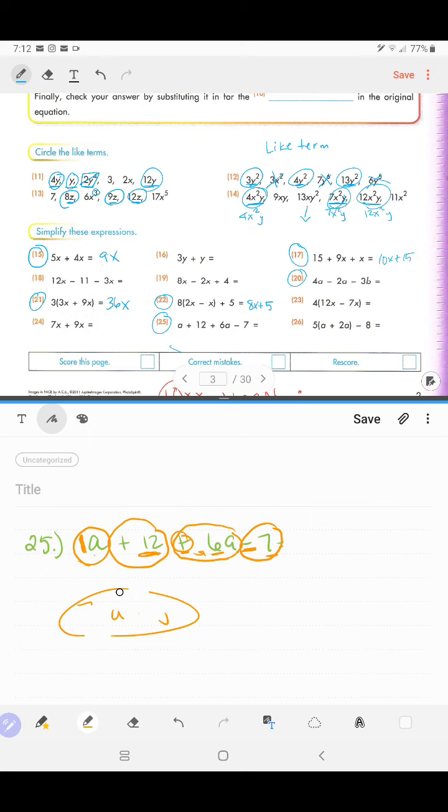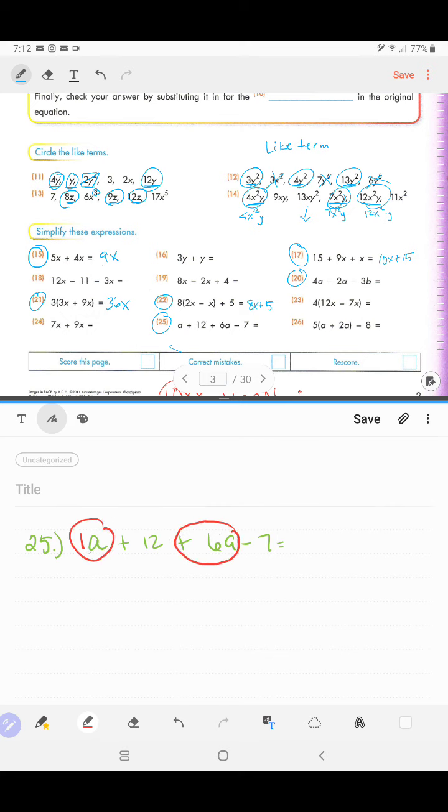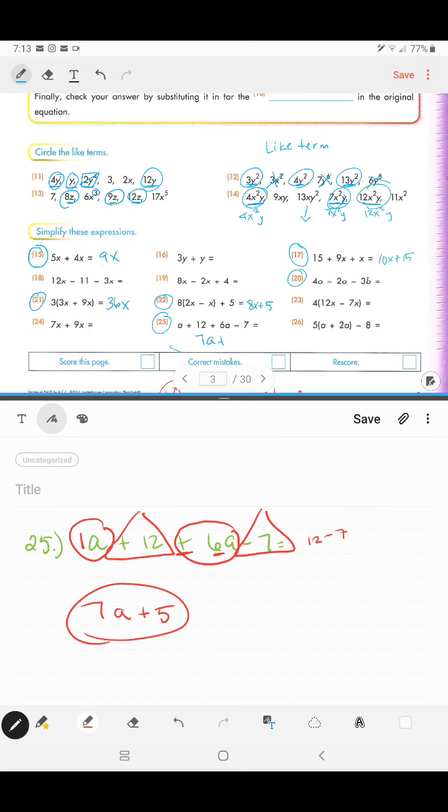Okay, I'll do that one again. So we've got invisible 1 and 6A, 1A and 6A. 1 plus 6 is 7A, and then you've got 12 and negative 7. So 12 minus 7 is positive 5. So that's 7A plus 5.